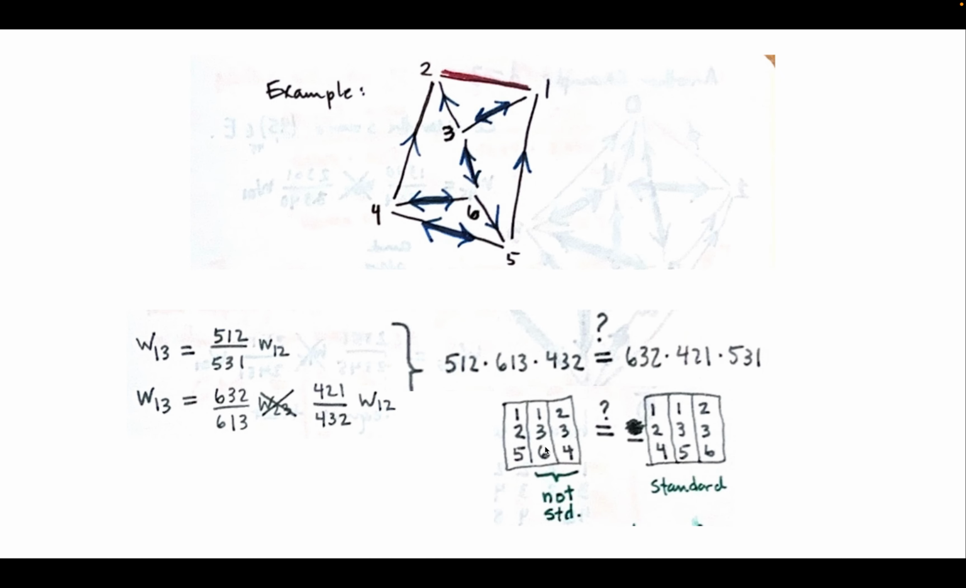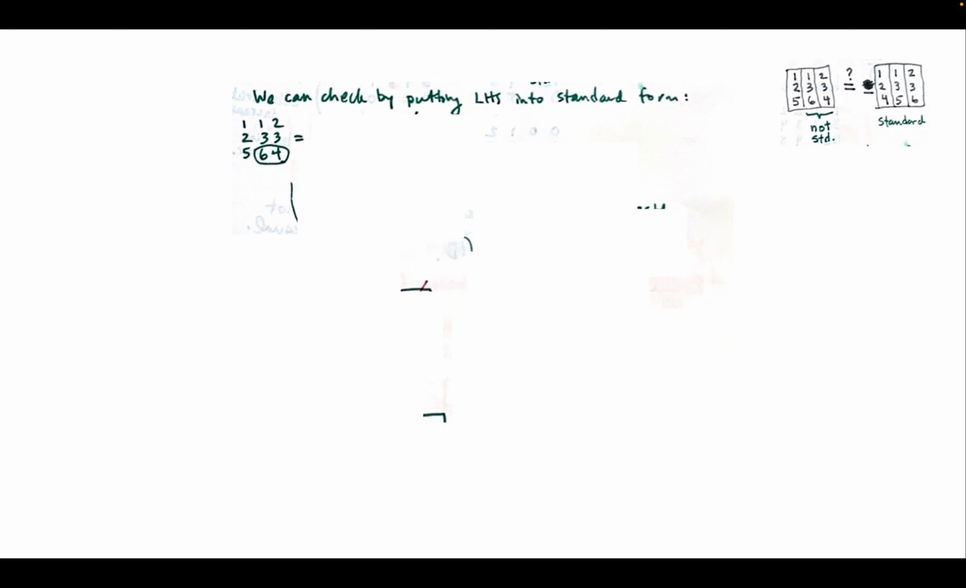Okay, so I need to show you how to make this non-standard tableau, or sometimes it's called non-semi-standard, depending on the context. In rep theory, it's usually semi-standard. But I'll call it standard. And how do we do that? So we can check this by putting the left-hand side into standard form, and then we'll know if this is equal. So the 6, 4, I'm going to rearrange it. I'm going to keep the 1, 3 the same, and I'm going to swap the 6 with the 2, swap the 6 with the 3, and swap the 6 with the 4, giving me 3 terms.